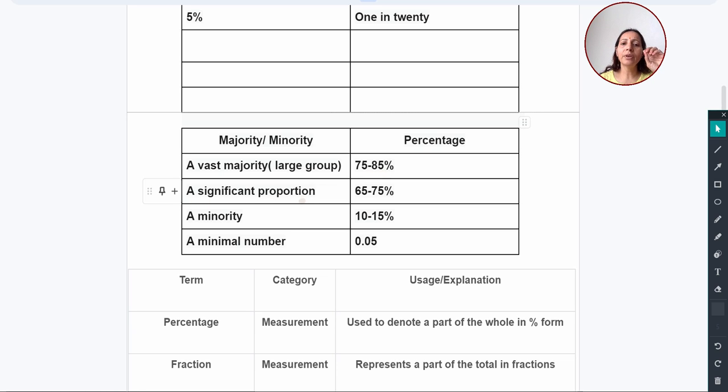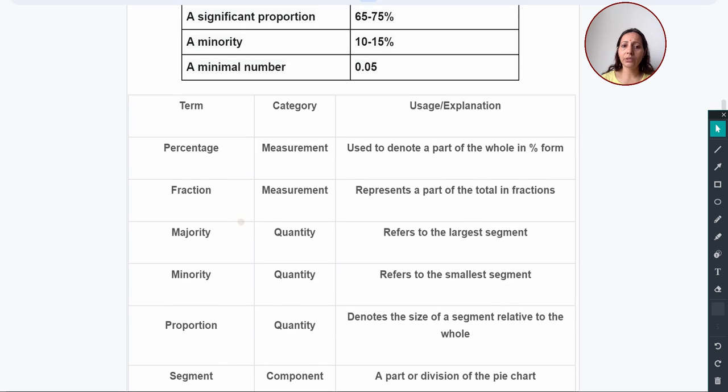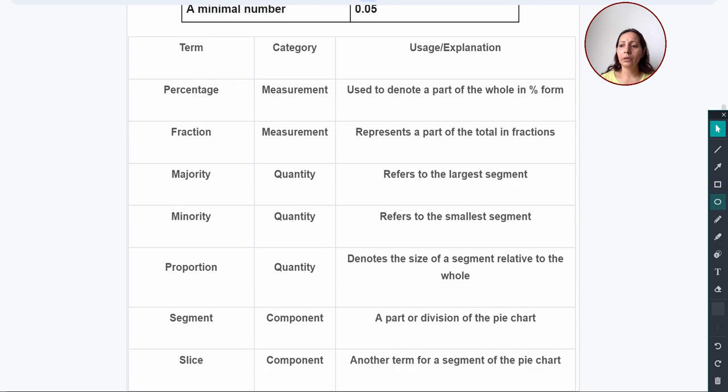A significant proportion you can say when the percentage is from 65 to 75%, and when 10 to 15% is there, you can say a minority group. A minimal number, as I told you, is below 5%. So this is all the explanation about the meaning of the words. Percentage, when we have to measure things, is used to denote a part of a whole, in percentage form.